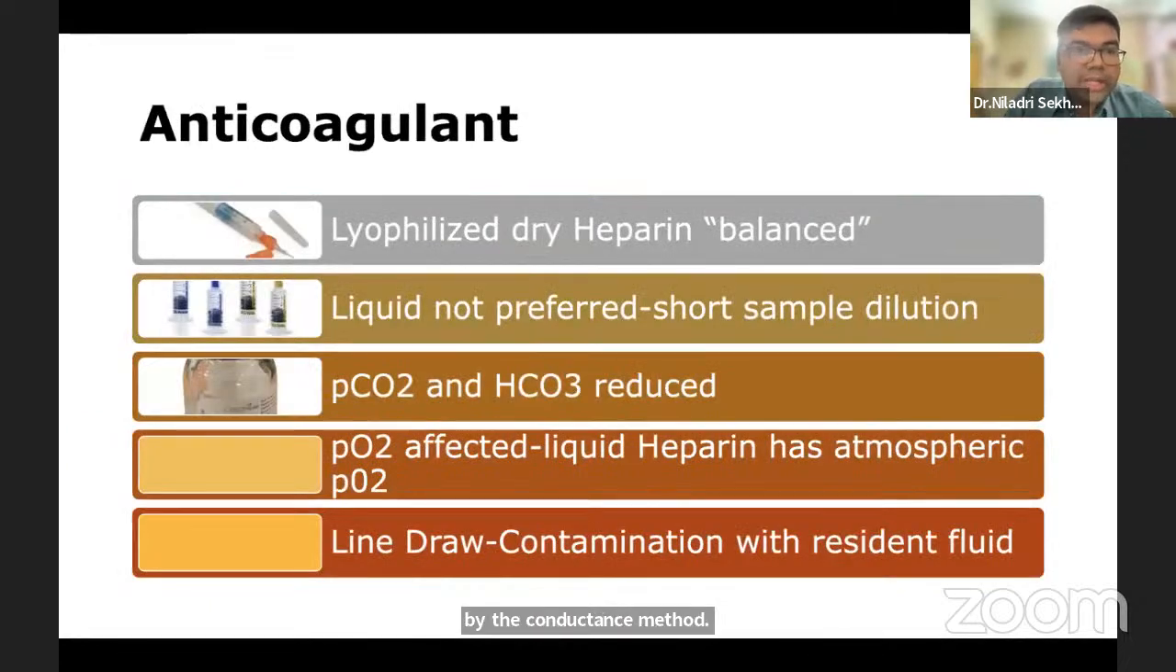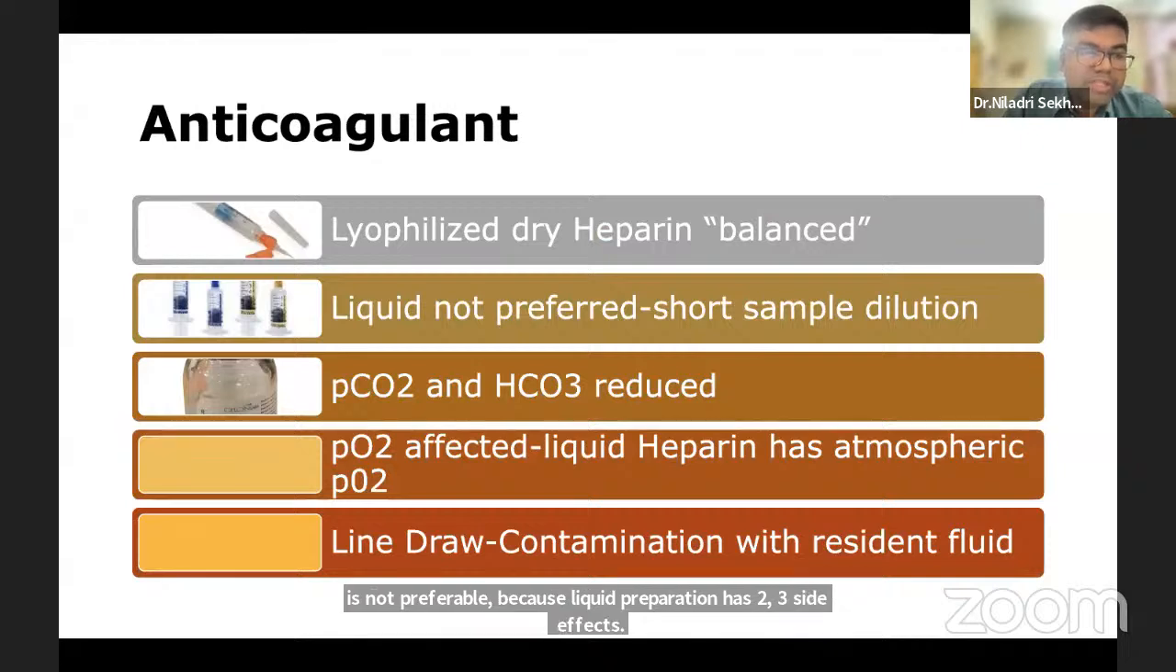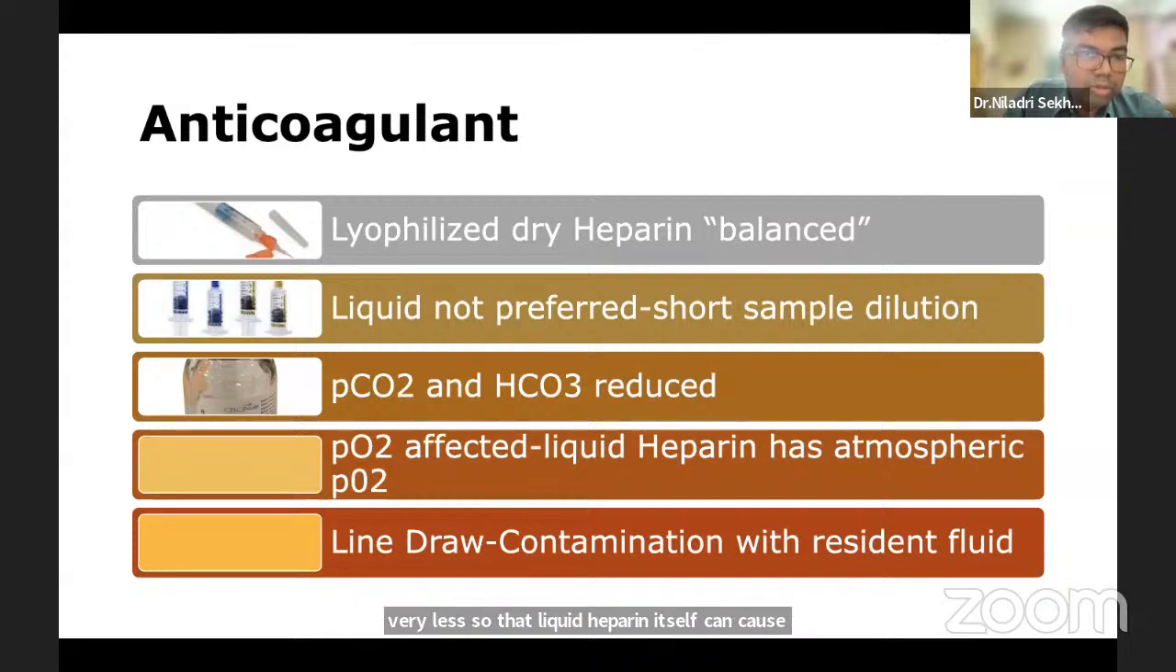Oh, this is very important. Anticoagulant. Usually, we use only liquid preparation, though it is not preferable, because liquid preparation has 2-3 side effects. First important thing is if your sample is very small, the liquid heparin itself can cause dilutional error. So all the parameters will be low because of dilution. And heparin itself can reduce your PCO2 and bicarbonate. We have already seen this in the scenario a few slides back.